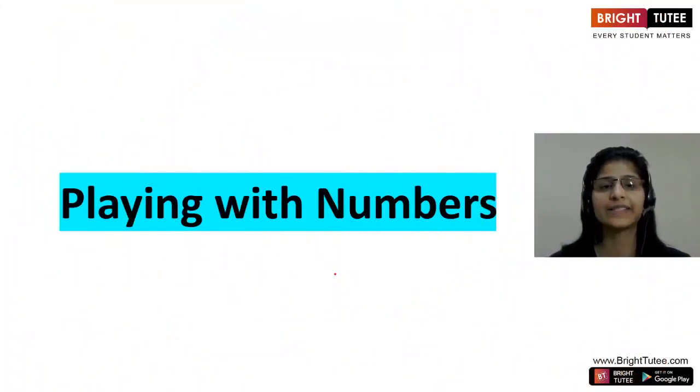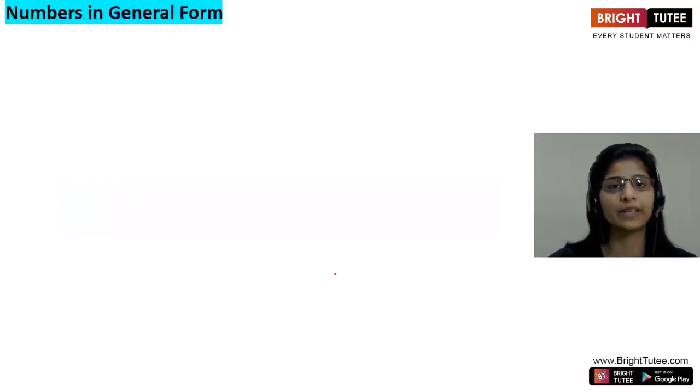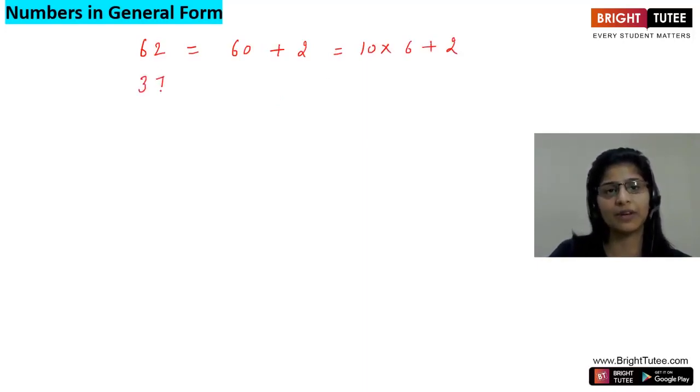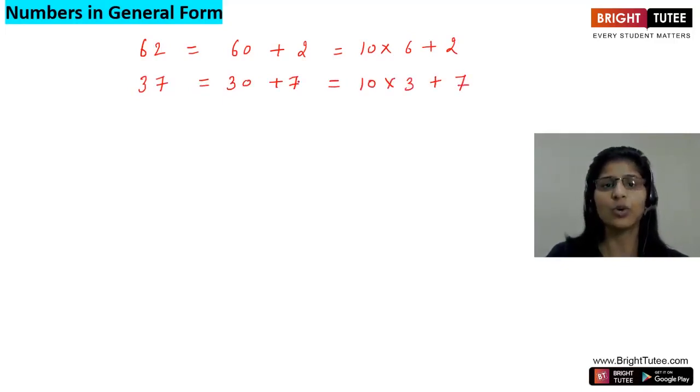Hello students, let's start with the chapter Playing with Numbers. So the very first topic that we are going to do is numbers in general form. Suppose I say a 2-digit number, I take 62. How can I write it? 60 plus 2, or I can also write it as 10 into 6 plus 2. If I take an example of another number, let it be 37, I can write it as 30 plus 7, or 10 into 3, that is 30 plus 7. So all the 2-digit numbers can be expressed like this, right?